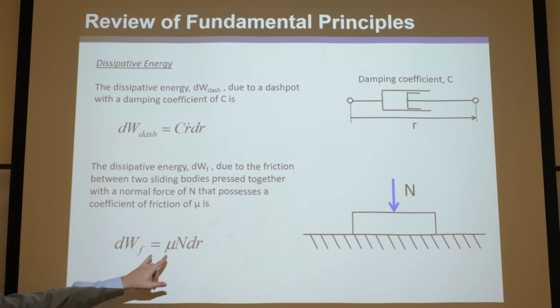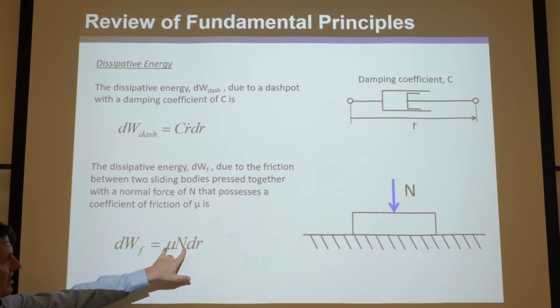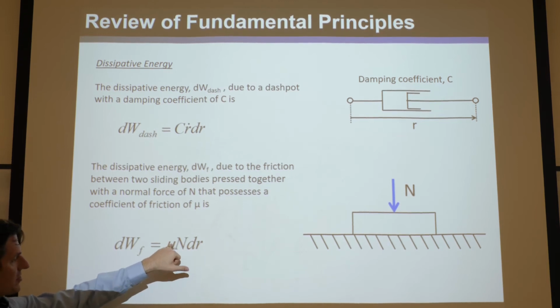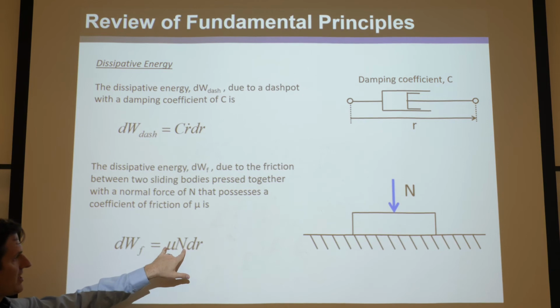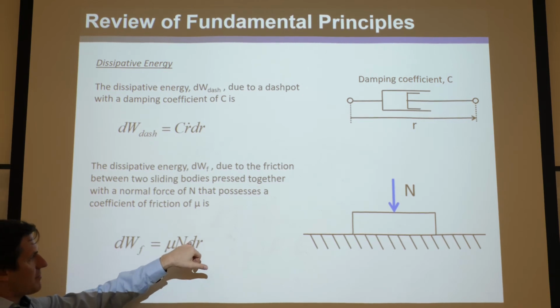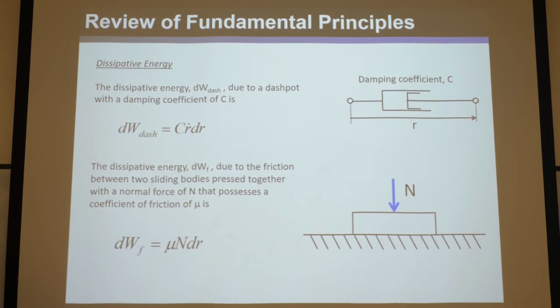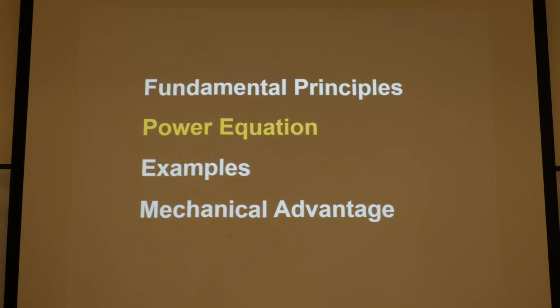Okay, but the energy dissipated from that friction force, friction coefficient times N, the normal force, can be found by multiplying that by dr, the little increment, and that's the dissipative work, or the amount of energy that dissipates due to the friction. Okay, so those are the fundamental principles. Let's now introduce the power equation.